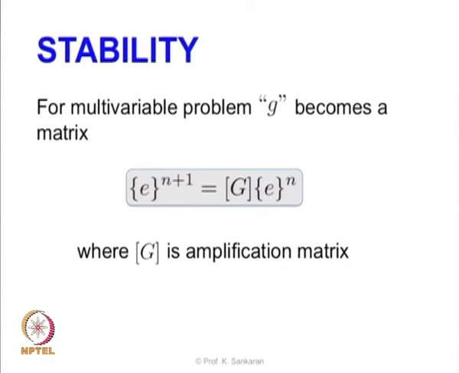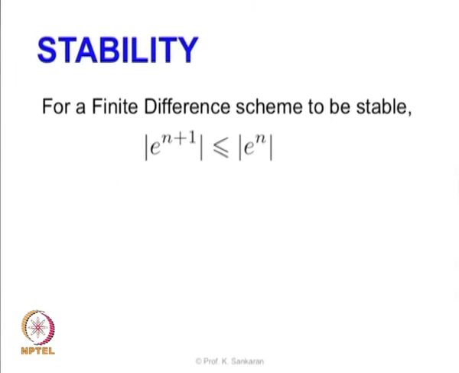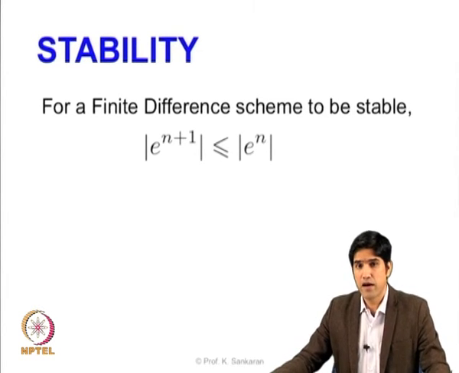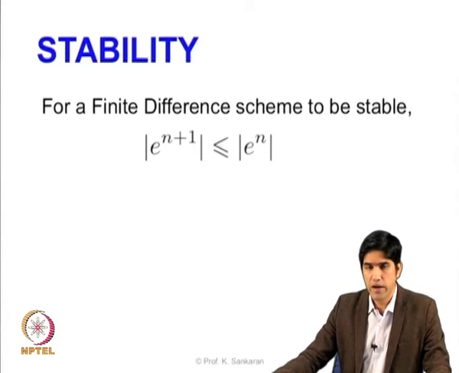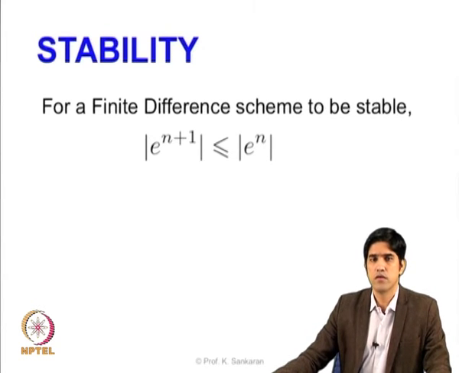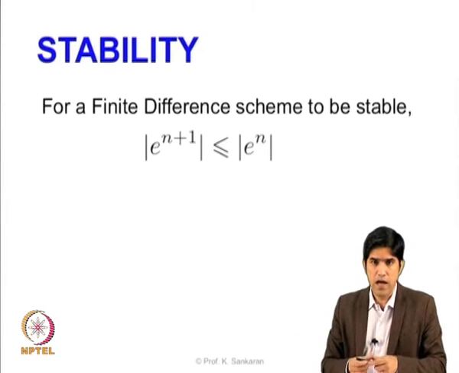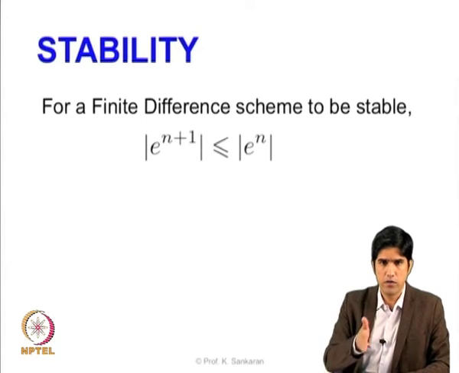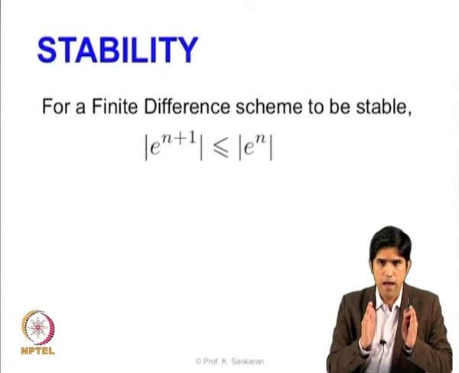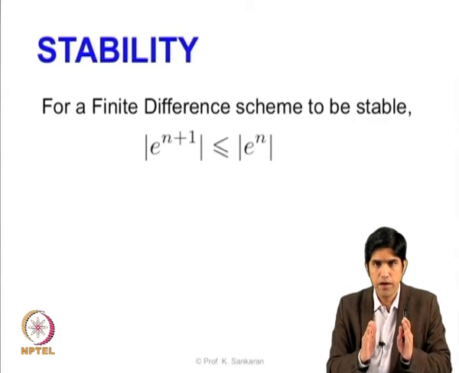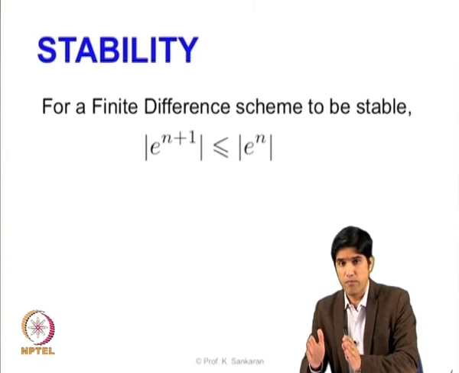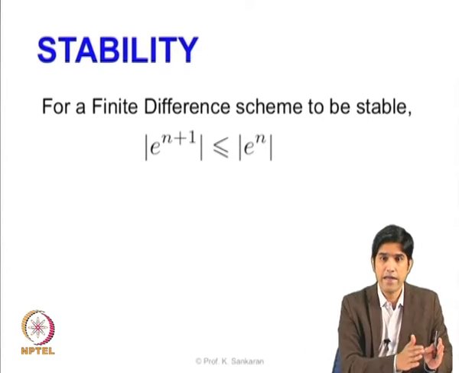So for a finite difference method to be stable, we want a certain condition to be satisfied. The condition is that the net amplitude of the error at step n plus 1 should be less than or equal to the error at step n. In other words, over a period of time, as I go from n to n plus 1, and so on and so forth, the amplitude of the net error should be less than what it was in the step before, or else it is adding up.